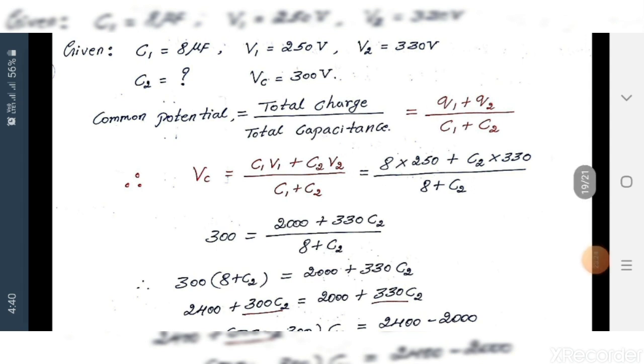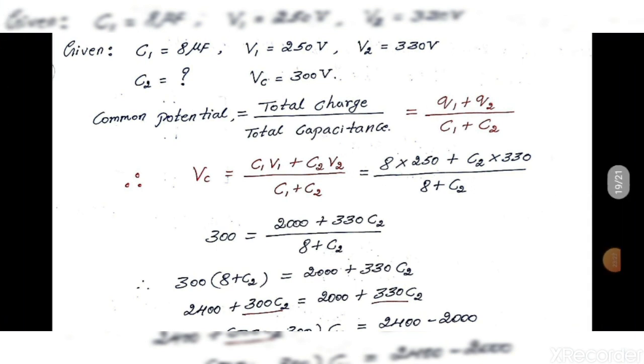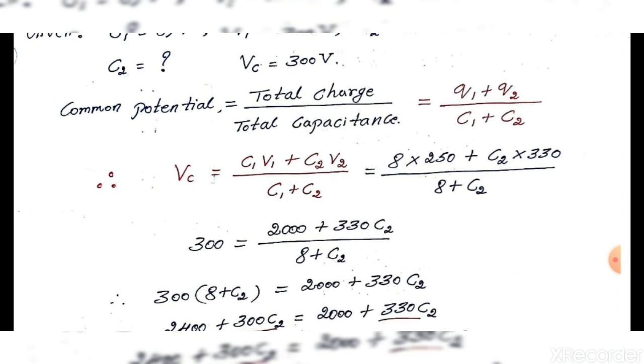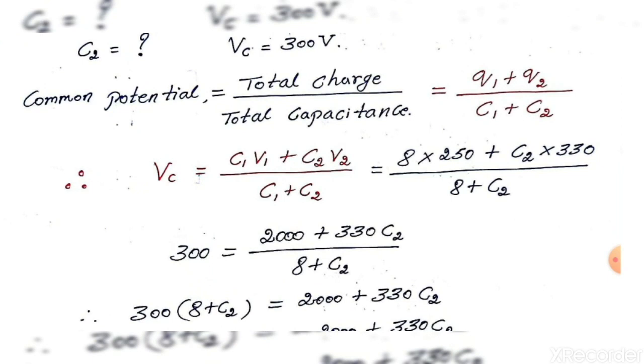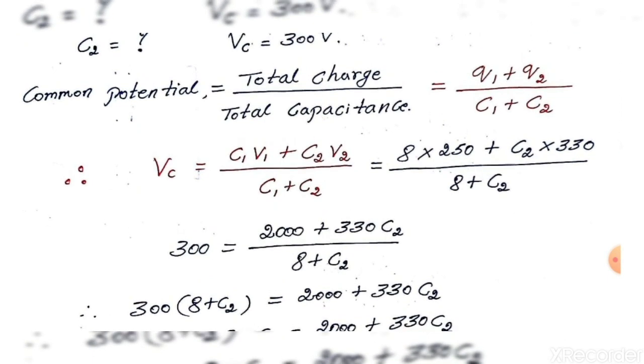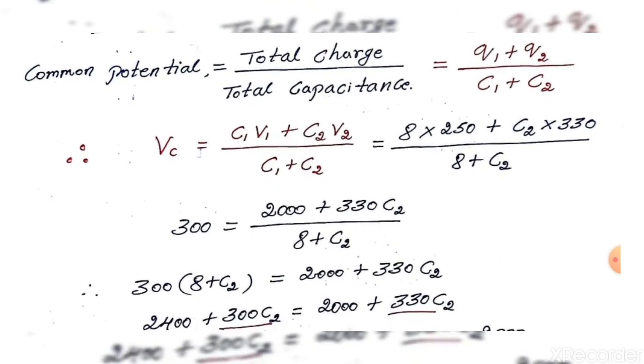We know the common potential formula, that common potential is nothing but total charge by total capacitance. It is Q1 plus Q2 by C1 plus C2. We already used it. And Q can be written as CV. Write down Q1 as C1V1 and Q2 as C2V2. We have the C1, V1, V2 values except the C2. Keep the C2 as it is in the equation, because we have to find C2 finally. The common potential VC is given 300, write it.